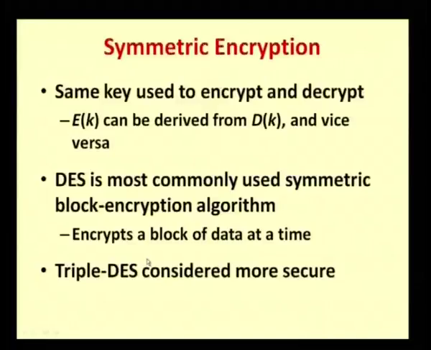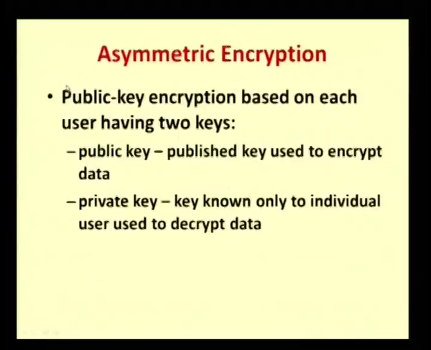Now, we will see the other encryption type, asymmetric encryption. Here in asymmetric encryption we use public key encryption, which is based on each user having two keys. One is a public key, the other is a private key. The public key is a published key that is used to encrypt the data, whereas a private key is known only to the individual user and is used to decrypt the data. It is not known to the other user. That is called a private key. This is how we use asymmetric encryption.